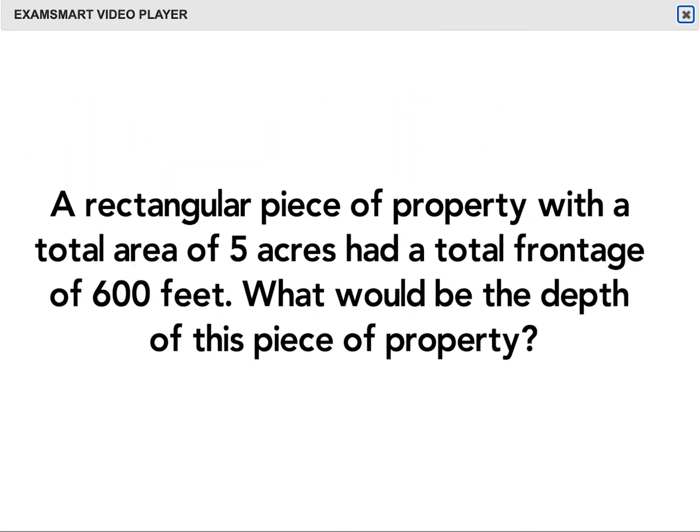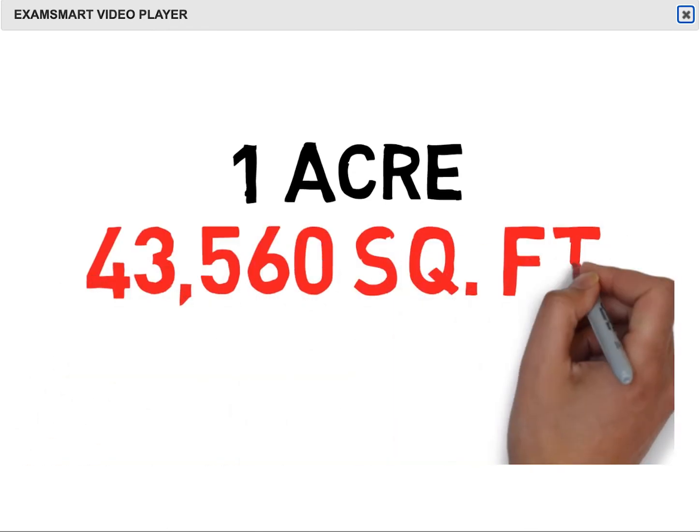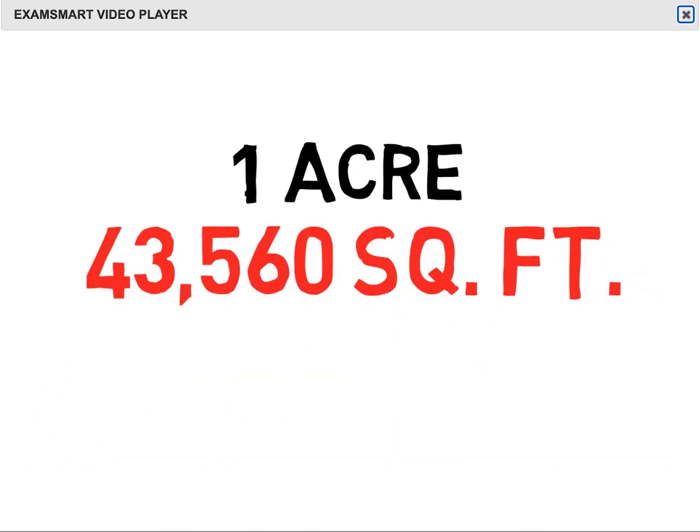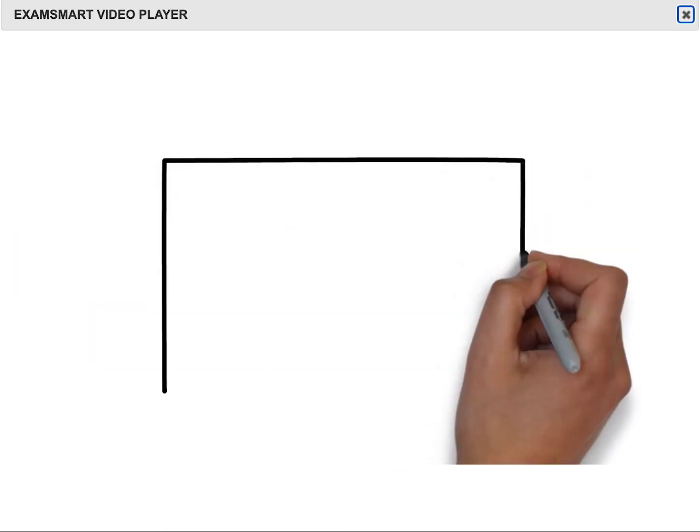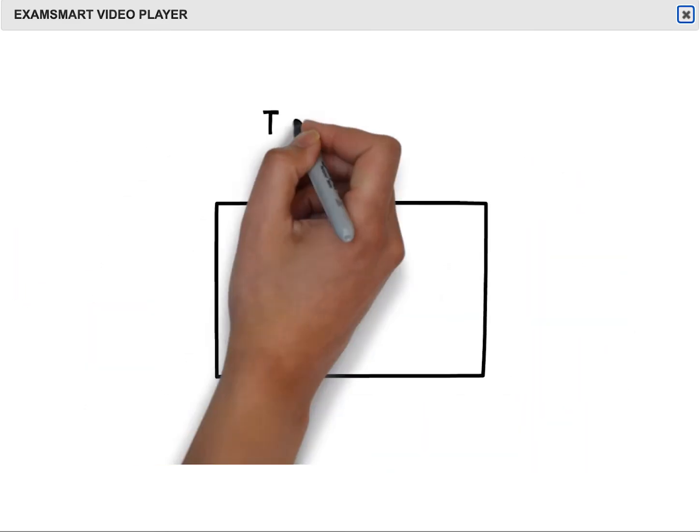A problem might say that a rectangular piece of property with a total area of 5 acres had a total frontage of 600 feet. What would be the depth of this piece of property? Let's remember a couple of things. First off, every acre contains 43,560 square feet. So let's draw a rectangle for our total area.